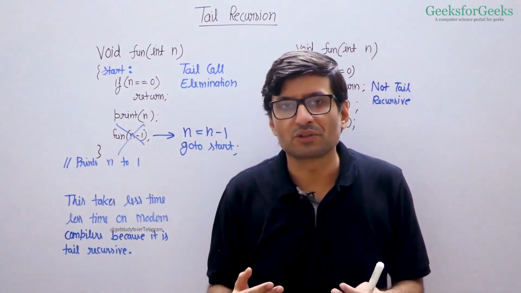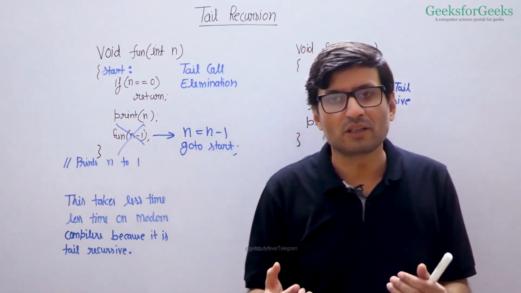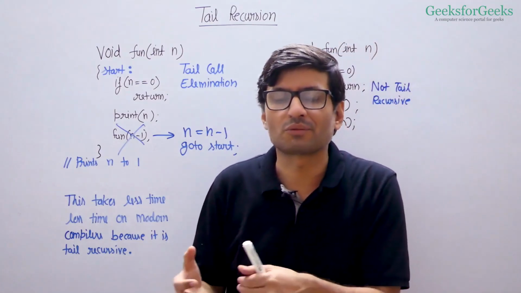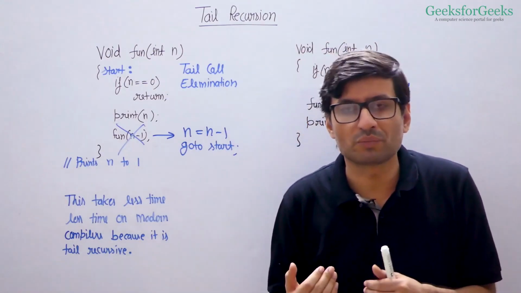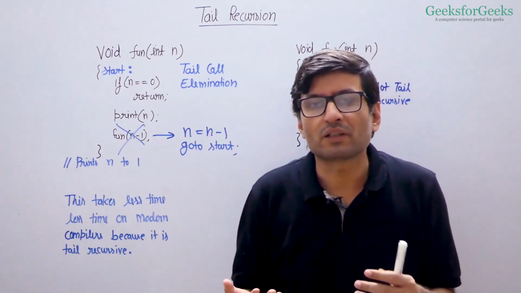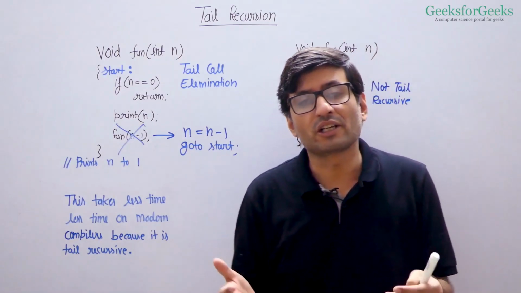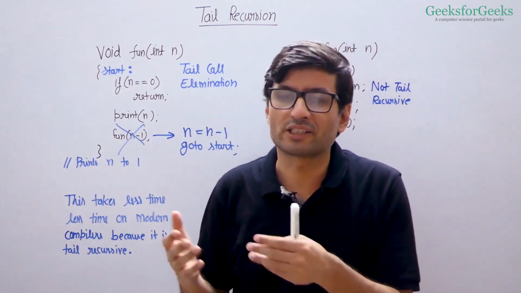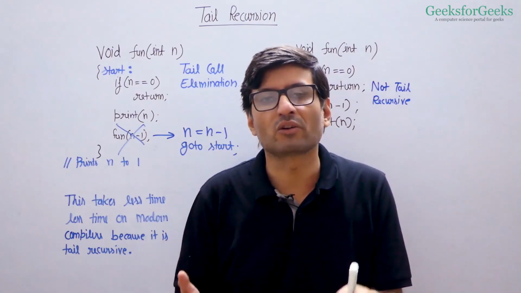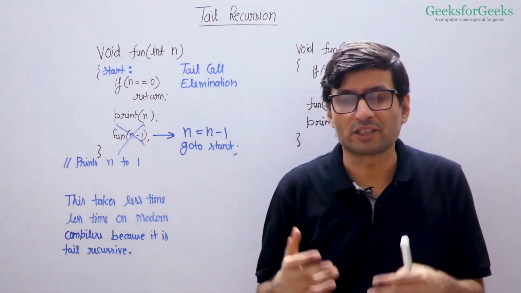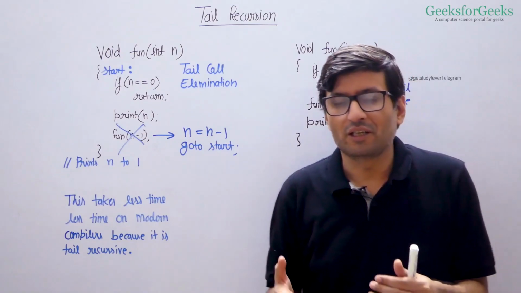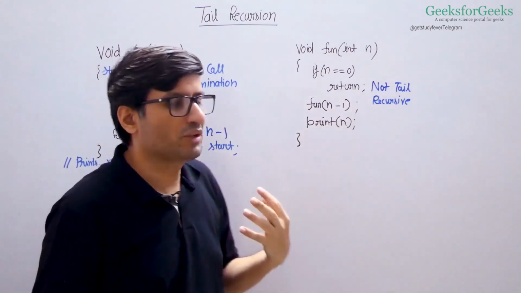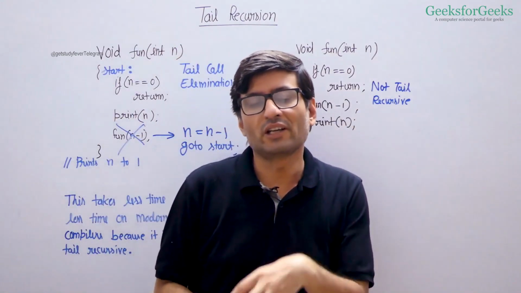Now a quick question for you. If you have a problem and if you have two recursive solutions for the problem, one is tail recursive and the other one is non-tail recursive, which one would you prefer? You would obviously prefer the tail recursive solution because it would be optimized by modern compilers and it's more likely to take less time. Most of the modern compilers do tail call elimination and it's going to take less time. Now the question arises, if we are given a non-tail recursive code like this, can we convert this code into tail recursive?